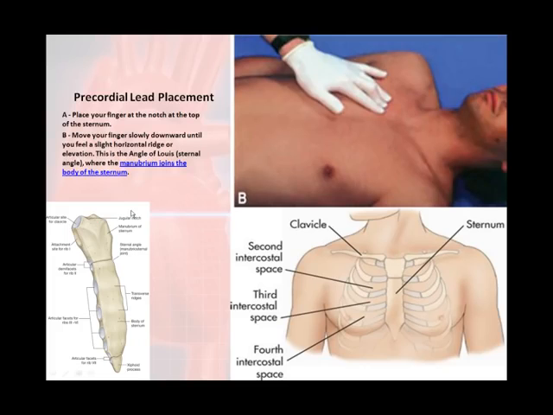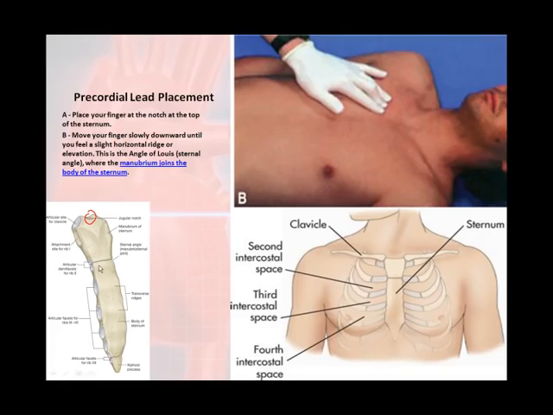The next step is you actually move your fingers down until you feel the horizontal ridge right there, the angle of Louis. This is where the manubrium actually joins the body of the sternum. So you're going to start up here. The next thing that you're going to do is move your finger slowly down until you actually feel a slight horizontal ridge or elevation.